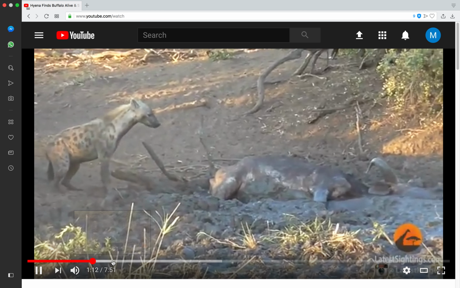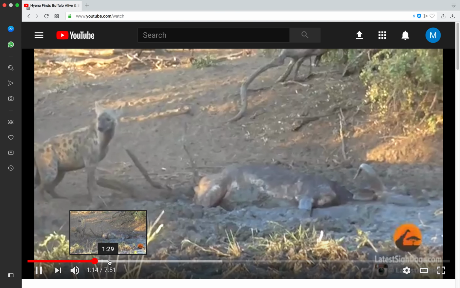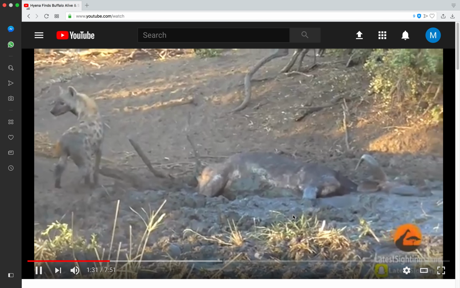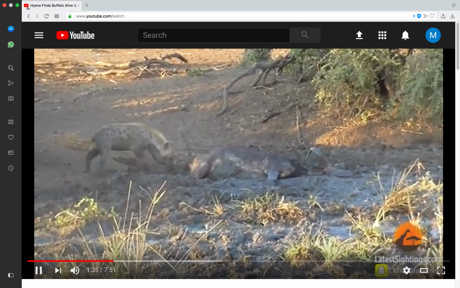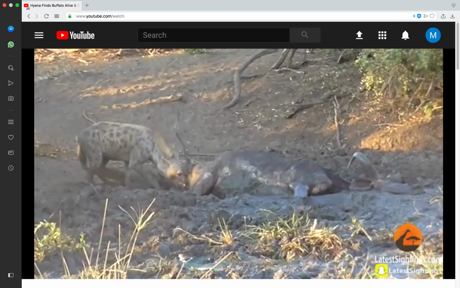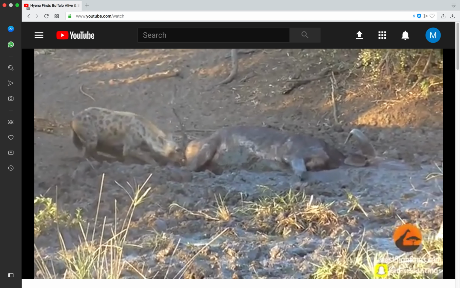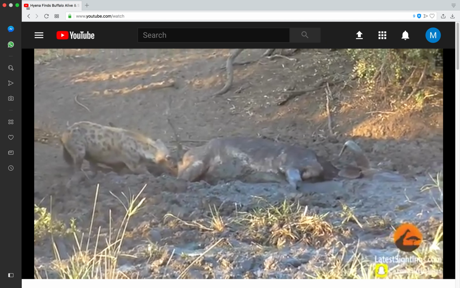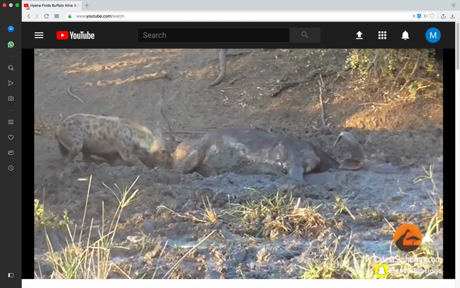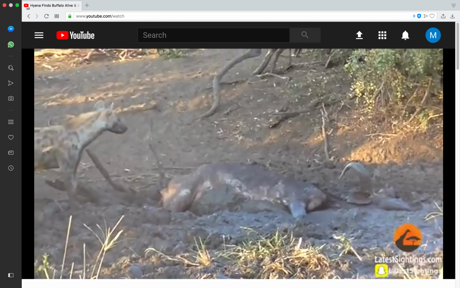You can hear the buffalo is in agony. The hyena is looking around. This may draw attention. How painful that must be.